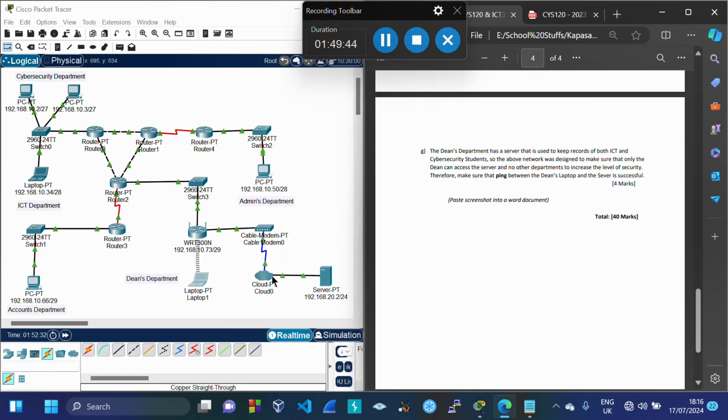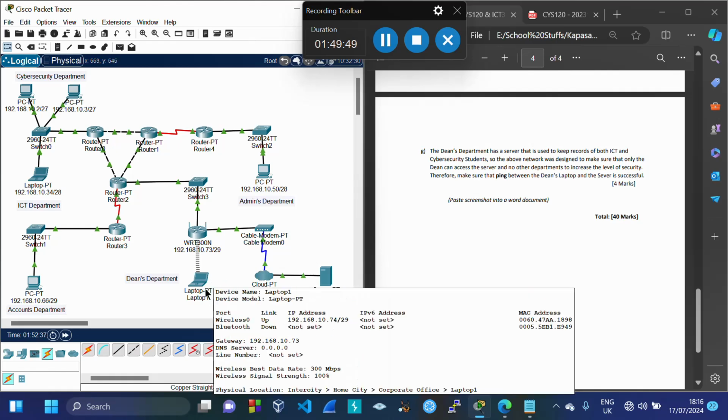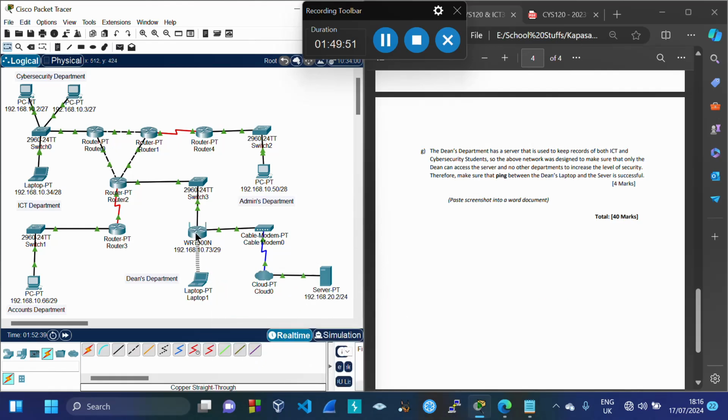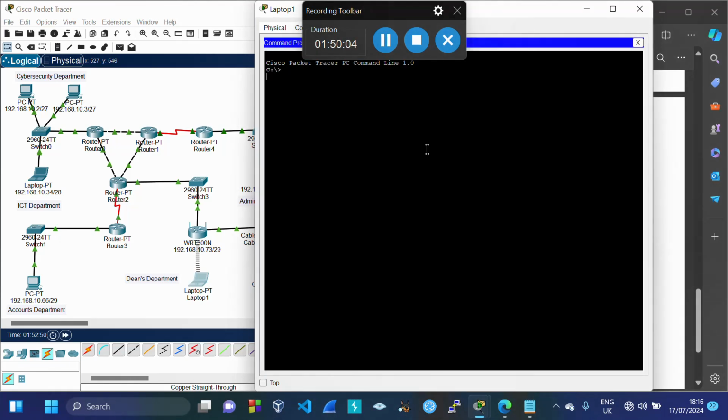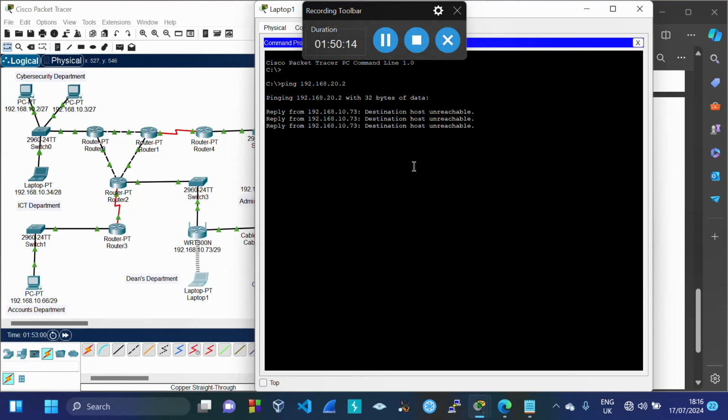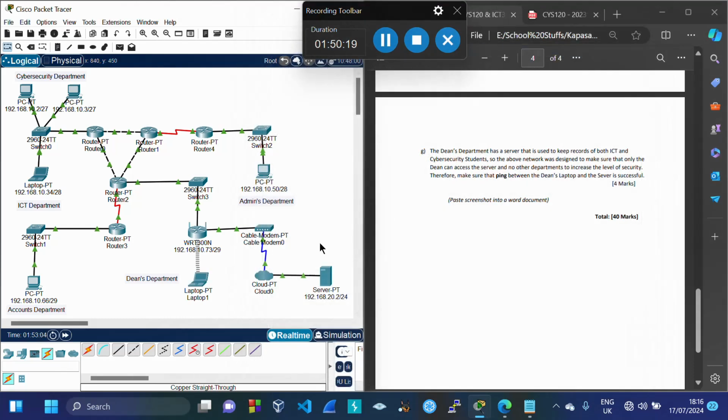So before we even try to ping, we need to understand one thing. This wireless router doesn't know the information about this server which is over the internet. So we can see it's .20.2. If I try to ping that with this laptop of the dean by saying ping 192.168.20.2, it will say destination host unreachable because it doesn't know information about that thing over the internet.